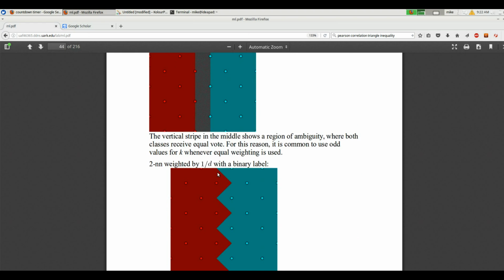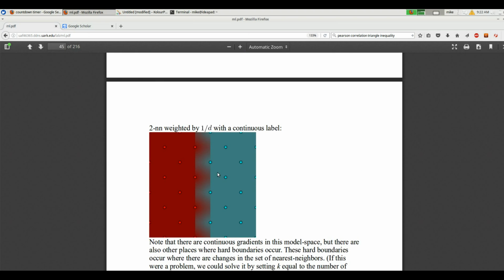There we go, right here. So for example, even if you use a large value for k, there's still these hard lines that occur in the model space. So when you make predictions with KNN, there are always places where if you take a tiny step from right here to right there, your classification changes drastically. And that always occurs with KNN, no matter how large your k is, until your k approaches the number of data points in your data set.